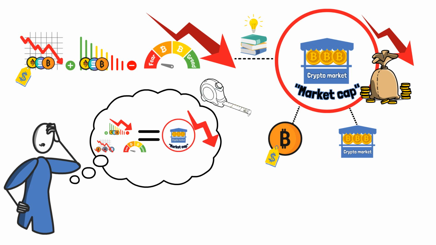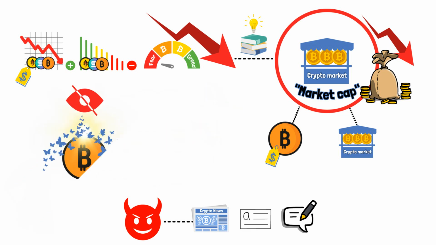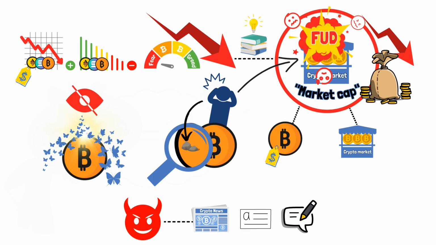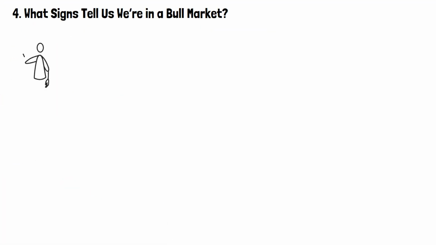A decrease measured by different metrics is then accompanied and consolidated by negative media content such as news, columns, or critical comments. The positive sides and developments get overlooked, while the negative ones gain all of the attention. This further strengthens the FUD that's taking over the market, and everyone can feel the bear's paws gripping the entire industry.